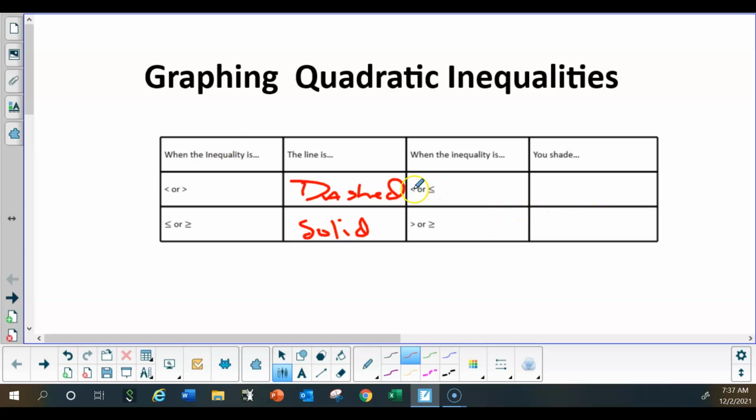And also, if it is less than or equal to, in that case, we are going to shade down. And if it is greater than or equal to, we're going to be shading up on the graph. All right, let's get an example.